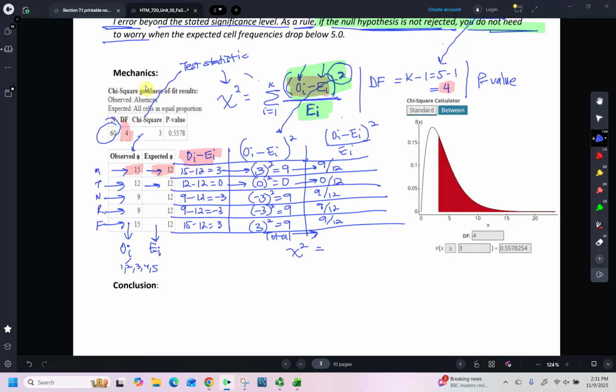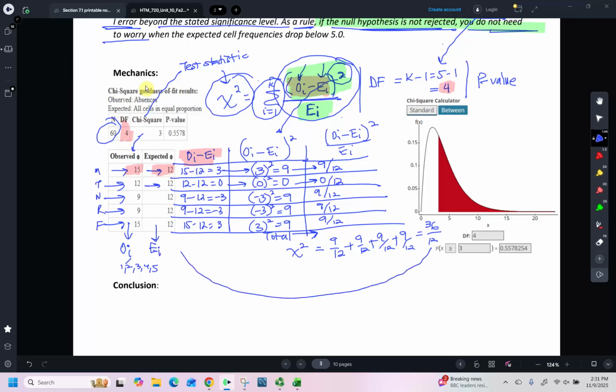Then my chi-square test statistic is the sum of all of these. Where are all of these? They are right here in the last column. And so I'm going to sum over them. So that will be 9 over 12 plus 9 over 12 plus 9 over 12 plus 9 over 12. That will be 36 over 12, which is equal to 3. We can get this from StatCrunch.